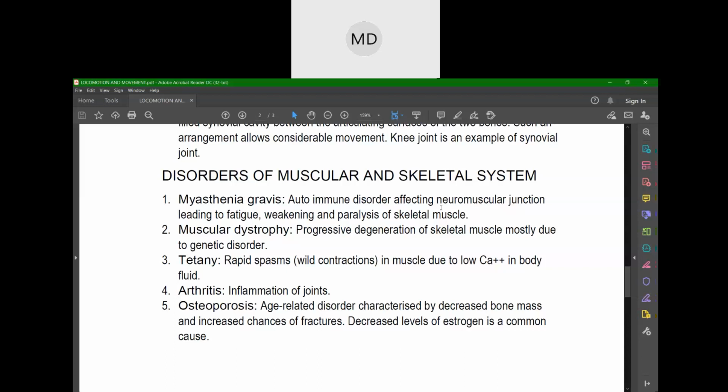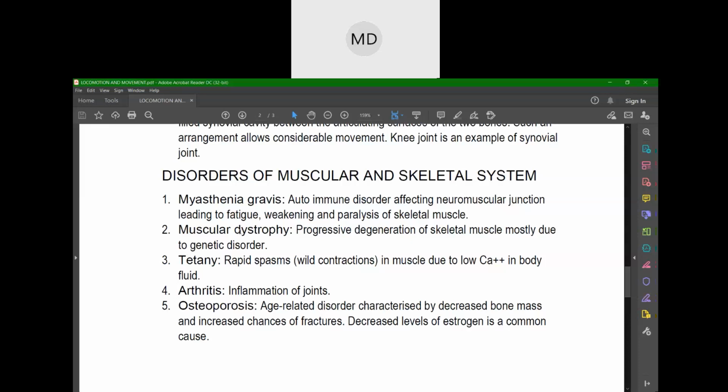Okay, and what are the effects of this disease? This disease will result in fatigue. Fatigue means tiredness, weakness and tiredness. Okay, so you'll suffer from fatigue, weakening, and paralysis. Okay, you will suffer from paralysis. So this is a type of disease associated with the muscles and the skeleton.